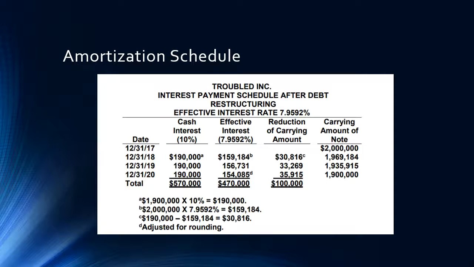So here's the amortization schedule. You guys can see here that cash interest at 10% stays the same at $190,000. The effective interest rate does change, and that's 7.9590% times the value of the carrying amount. Now, the difference, which is the reduction of carrying amount, will take the value of the note to $1,900,000 at these increments. So that's how it works.